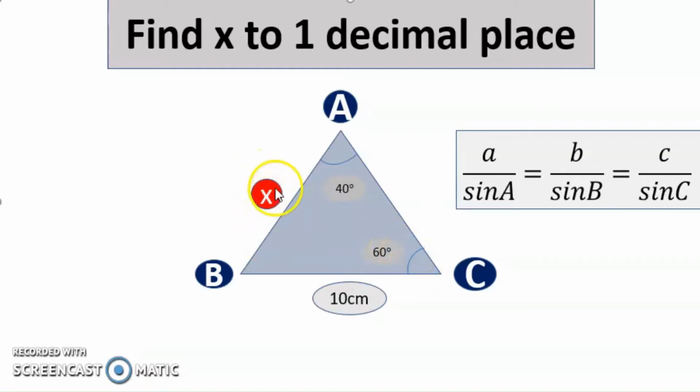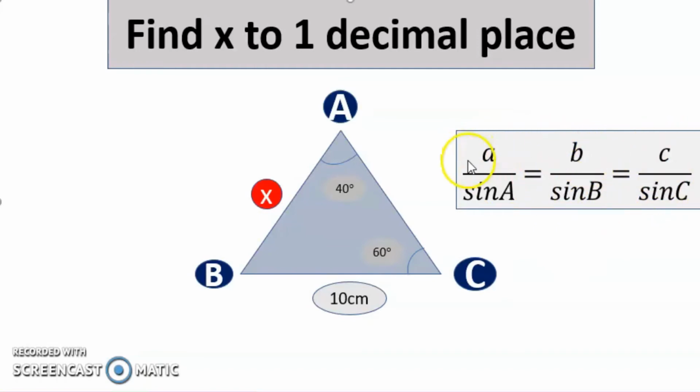Since we are looking for the side x, we apply this formula. Small letter a over sine A equal to b over sine B equal to c over sine C. We are not going to use the three of these. We either use a over sine A equal to b over sine B, or we use a over sine A equal to c over sine C, or we use b over sine B equal to c over sine C.